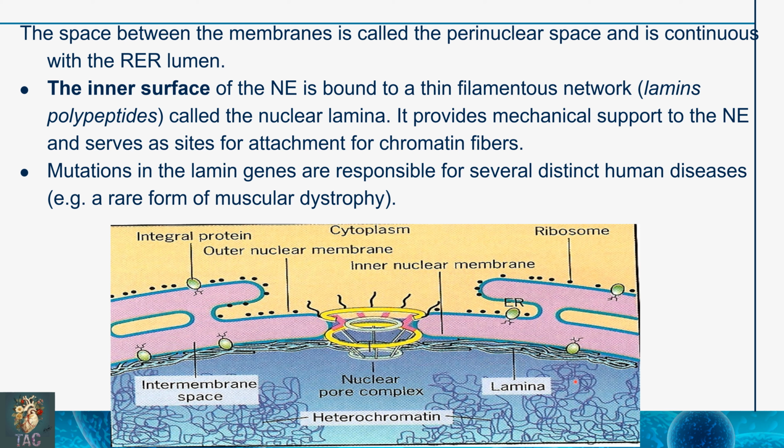Here you can also see the chromatin fibers are attached to the nuclear inner lamina, and here also you can appreciate the attachment of the chromatin fibers to the lamina. Mutations in lamin genes are responsible for several distinct human diseases, like a rare form of muscular dystrophy, in which there is a mutation in the gene forming the lamin, and in such cases the inner lamina is affected.